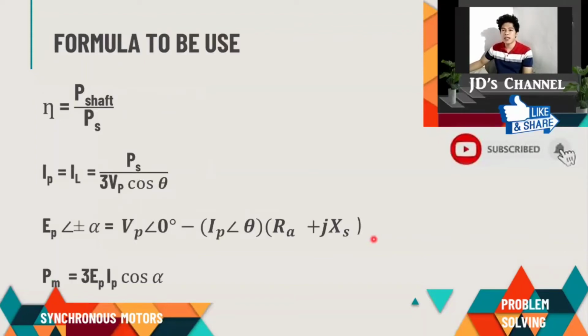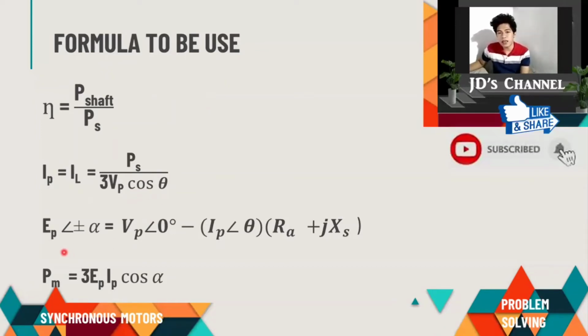The formula to be used, class, since the efficiency that is given is not of the whole machine, is the power in shaft over the power of the stator. And for our Y-connected system, our I phase is equal to the line current, or our phase current is equal to line current. The formula used is what we discussed earlier, that is PS over 3 V phase cosine theta, or our power factor.